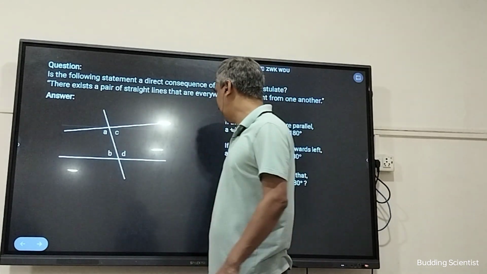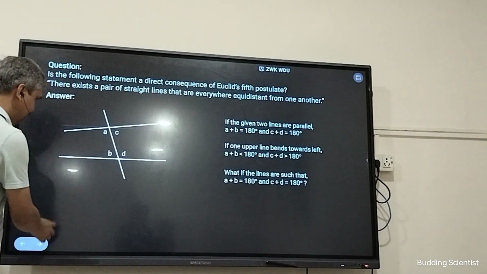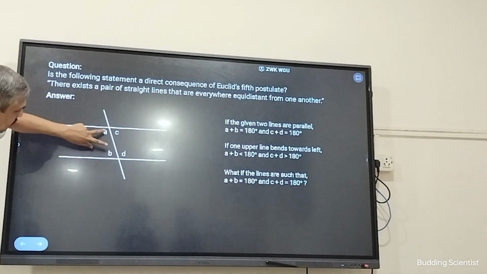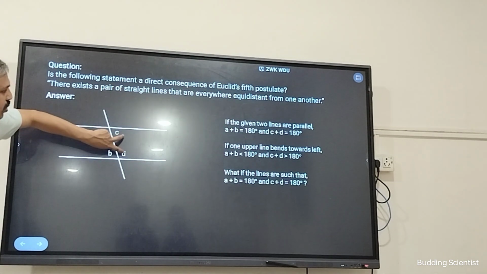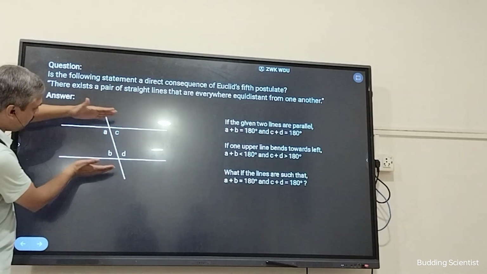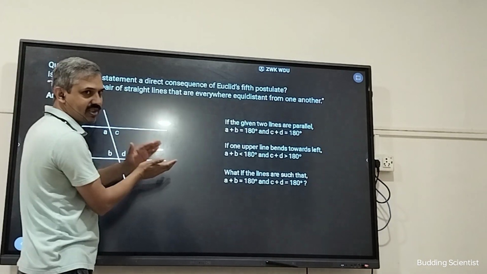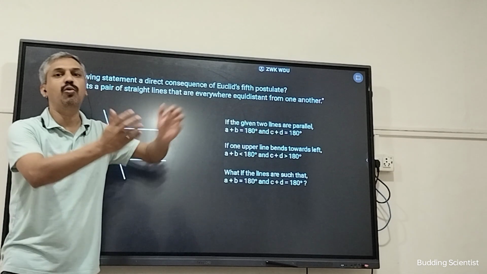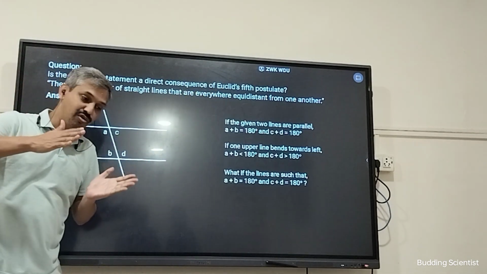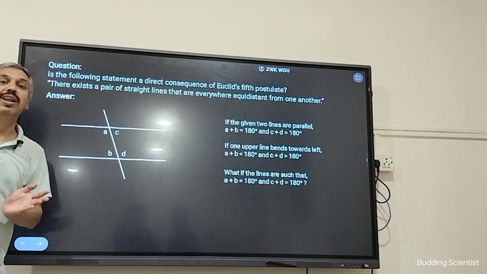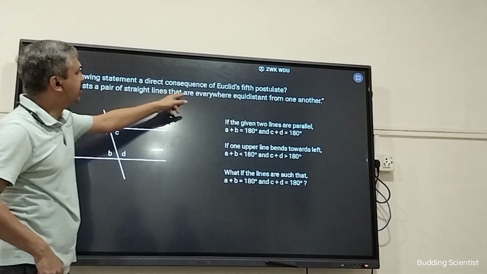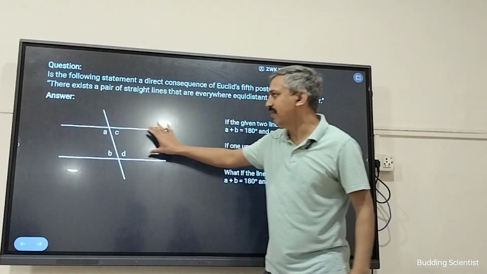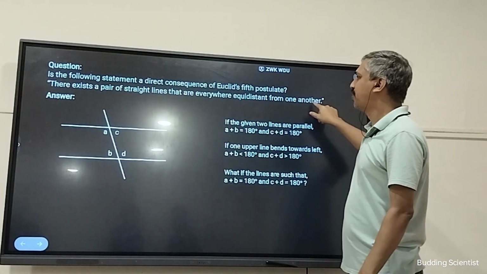Again, if we had the same lines here, like this, then here A plus B is 180 degrees and C plus D is also equal to 180 degrees. So the line is not bending on this side, nor is the other line bending on this side. There is no side on which the lines are coming closer and no side on which the lines are moving apart. So the lines are actually going parallel to each other. And if the lines are going parallel, then the distance between them will be equal everywhere. The distance between these two lines will be equal everywhere, equidistant from one another.